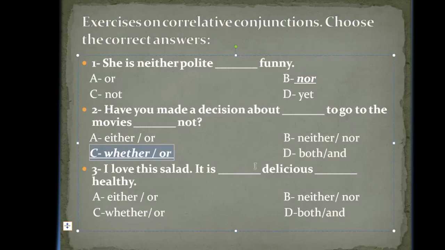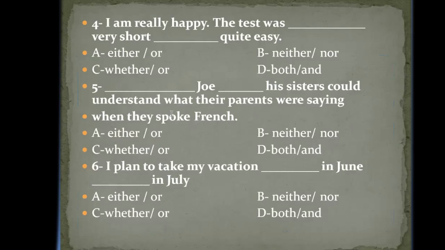I love the salad. It's delicious and healthy. So I love it. So, and the 2 choices are true. So we're gonna say it's both delicious and healthy. Let's continue practicing. Again, you have 3 sentences. You need to look at them and choose the correct correlative conjunctions. Just fix this very quickly.